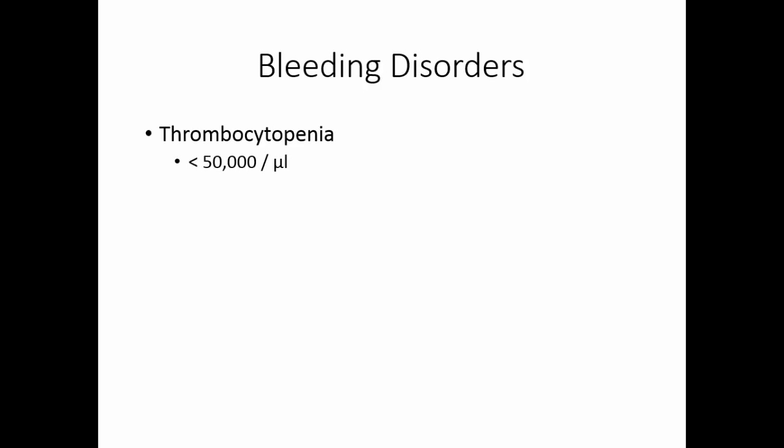Thrombocytopenia is a condition where there are too few platelets, less than 50,000 platelets per microliter. What happens is there aren't enough platelets to plug even tiny little bleeds that might occur in the body, and so there is spontaneous bleeding. Depending on where this occurs, if it occurs in the brain, for example, you can have a stroke.